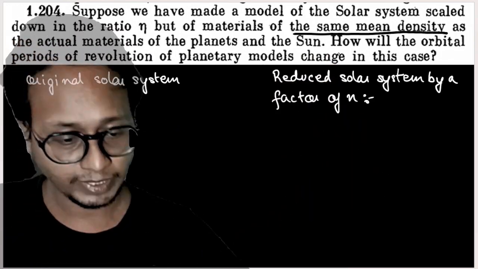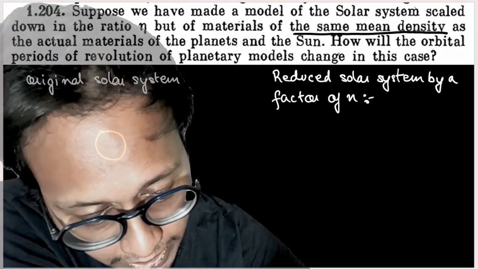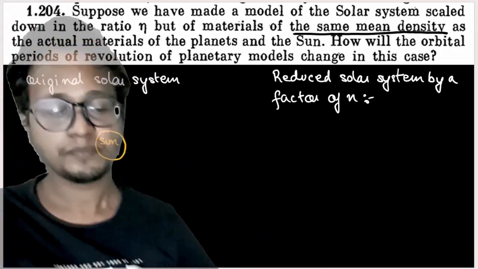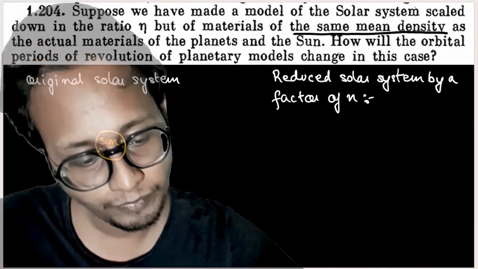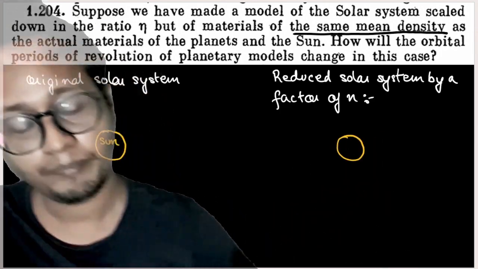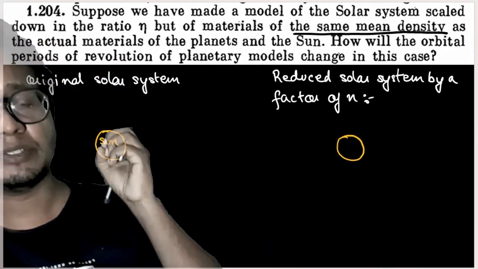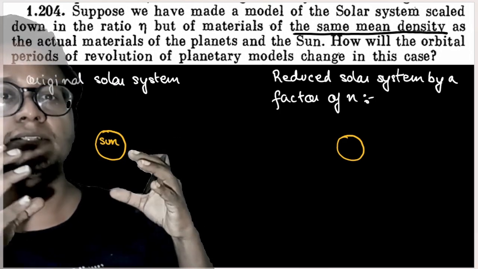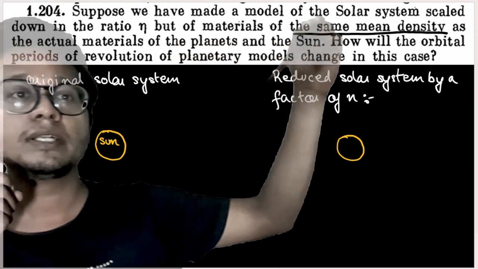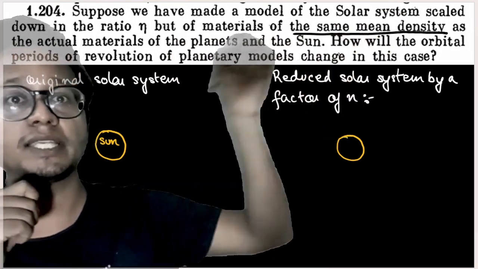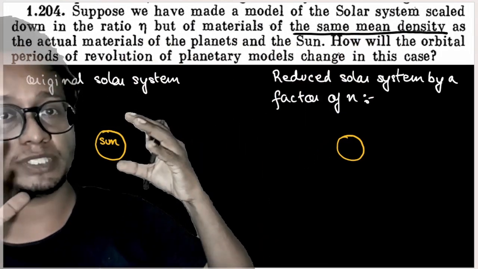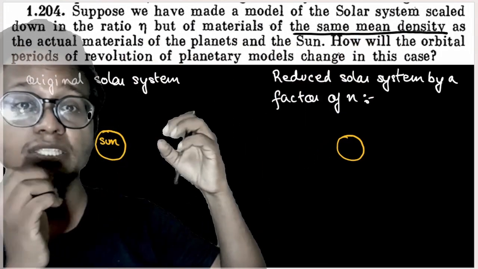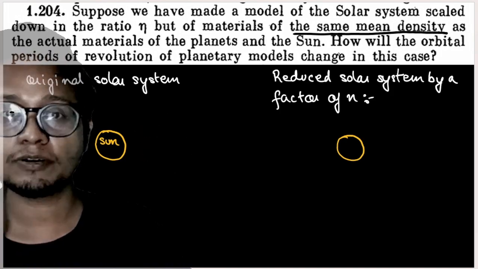Okay, so let's compare with any planet. Let's compare with Earth. In our original solar system, this was the sun, isn't it? Now what would be the mass of the sun in our reduced solar system? See, what are we reducing? Are we reducing the mass? No, we are reducing the size. In this question, the model of the solar system is scaled down by a ratio of n, keeping the density constant. That means you are not reducing the mass by a factor of n. You are reducing the size by a factor of n, keeping the density constant.